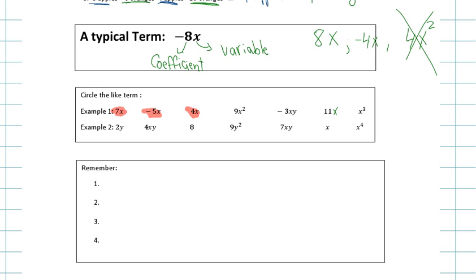Okay? So is 9x squared a like term? No, because it has that squared on top. Is negative 3xy the same? No, because it has both x and y. It has to have exactly the same variable and the same exponent. Do we understand that? Okay.